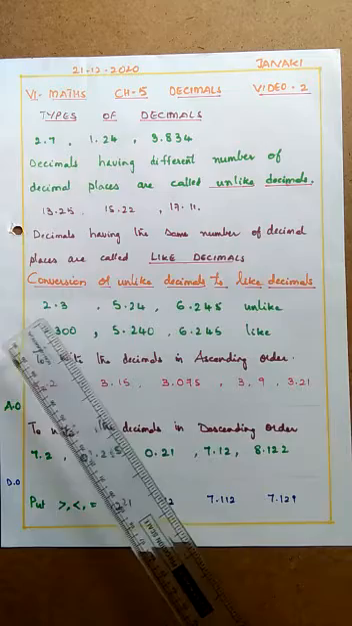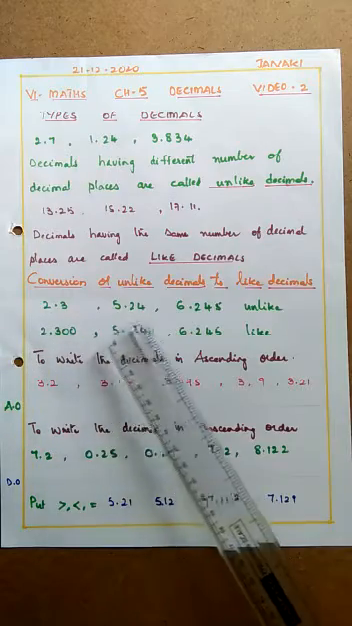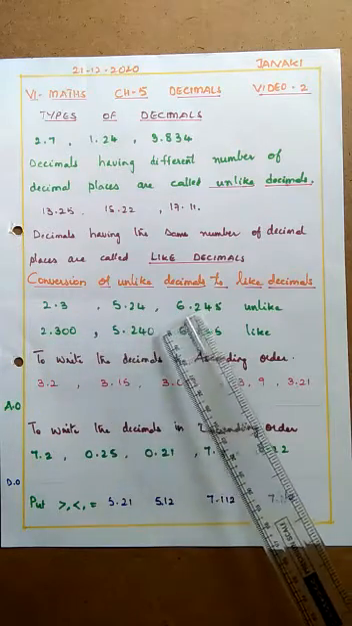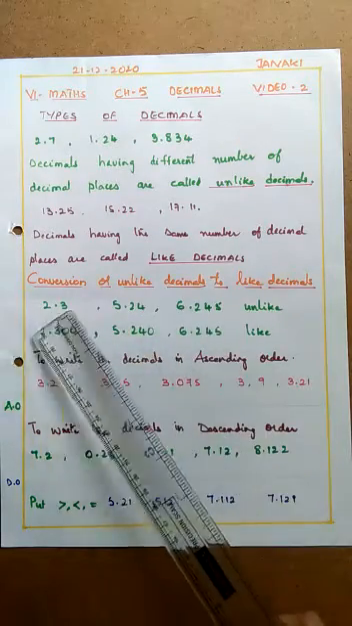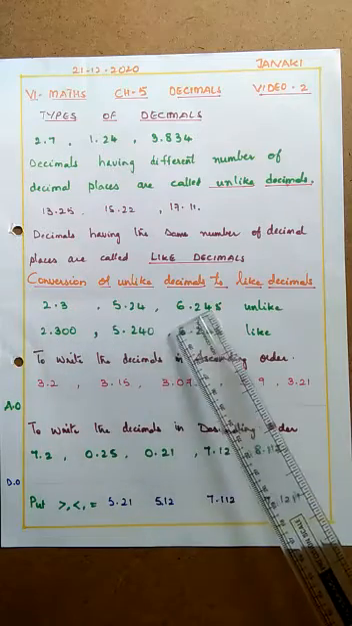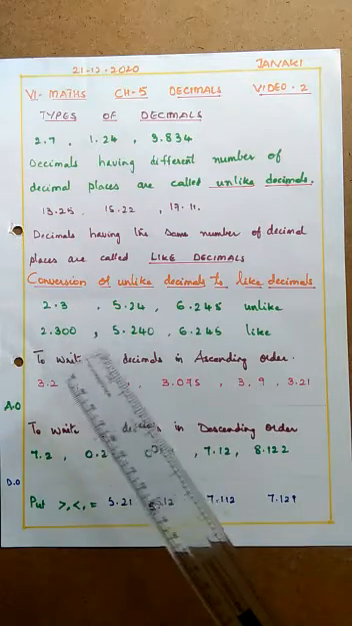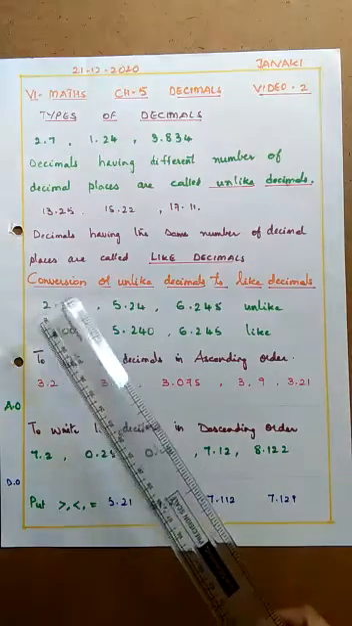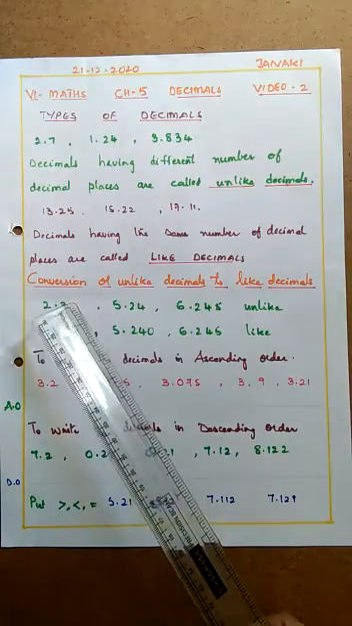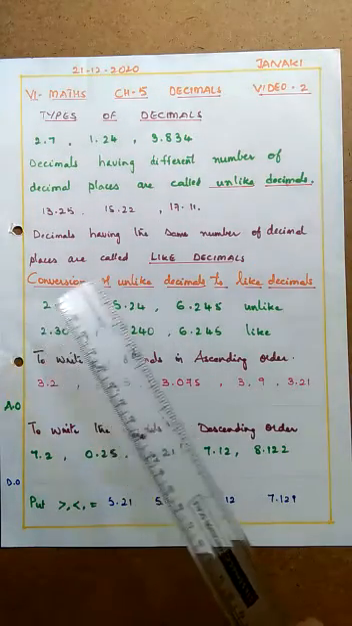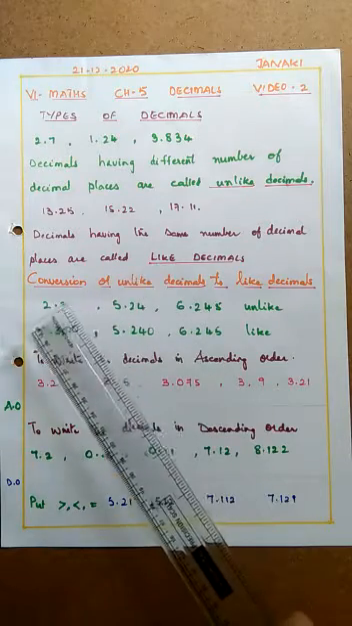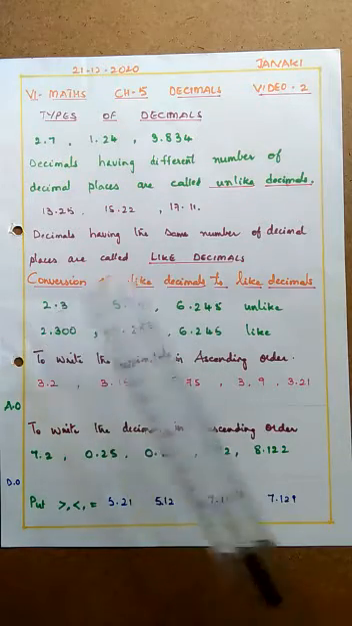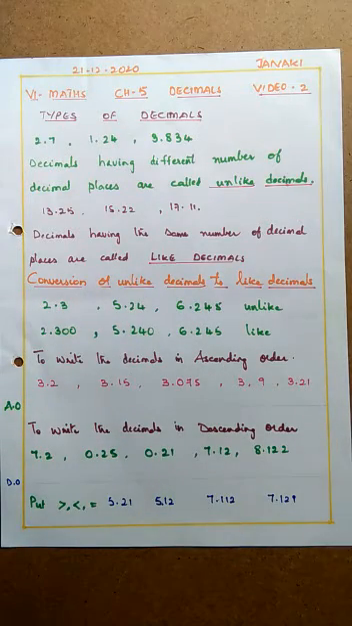Here I have taken some examples: 2.3, 5.24, 6.245. Here one place, 2 and here 3. And we have already learnt that if you keep zeros to the extreme right, one or two zeros, the value of the decimal doesn't change.